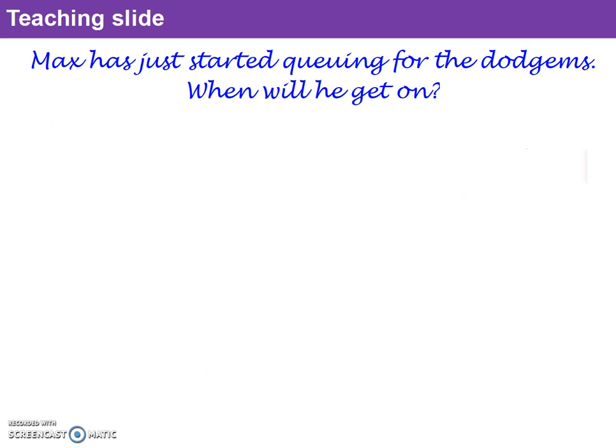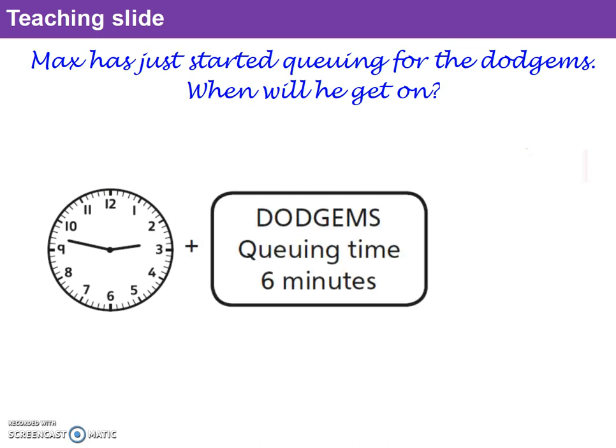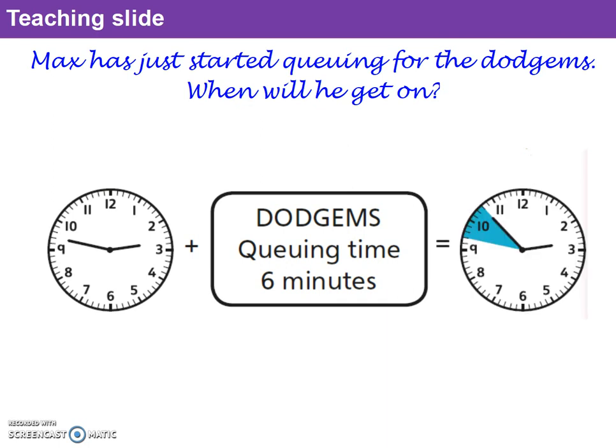If we look at that idea using pictorial representations, you can see we have our start time, which is shown on that clock. We then see on the sign that there's a 6-minute queuing time for the dodgems. So we have the time where we currently are, the start time. The duration he's going to be queuing is going to be 6 minutes, and that's going to lead us to the answer, which is going to be our end time, that time when he's going to be sat on the dodgems.